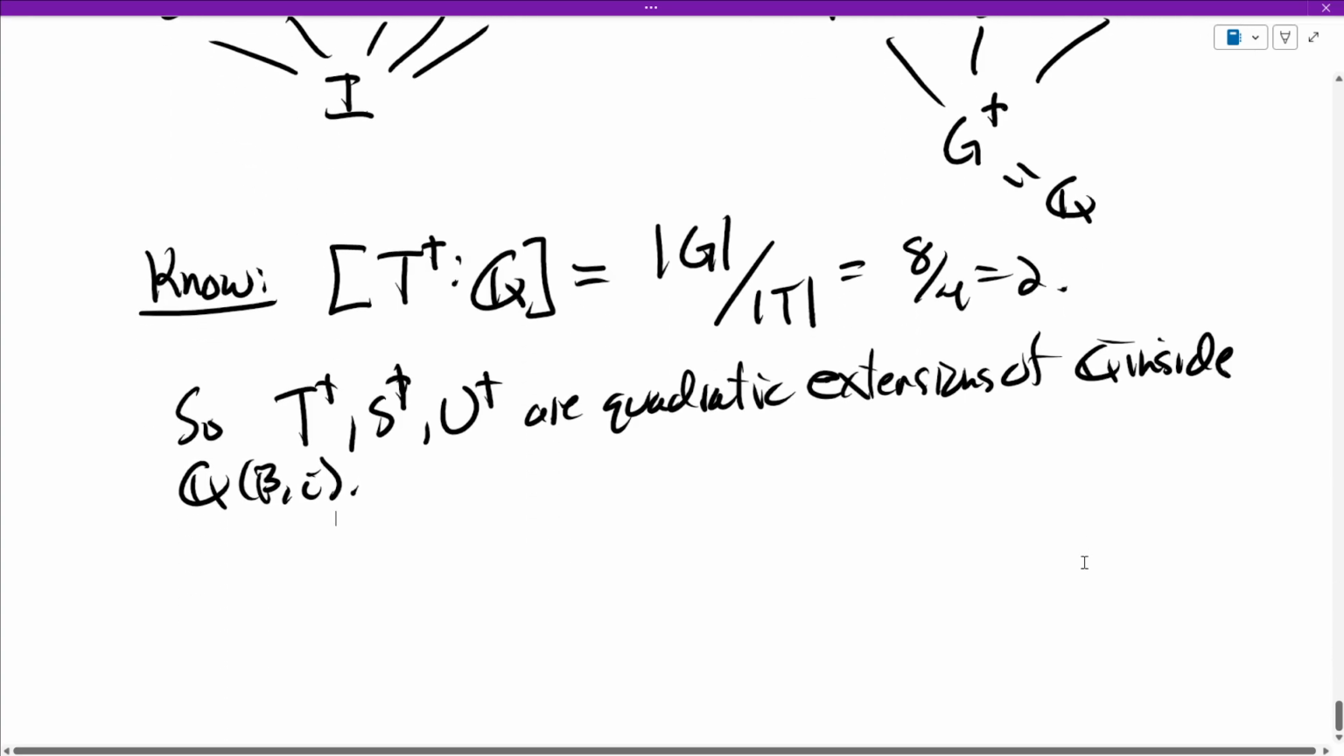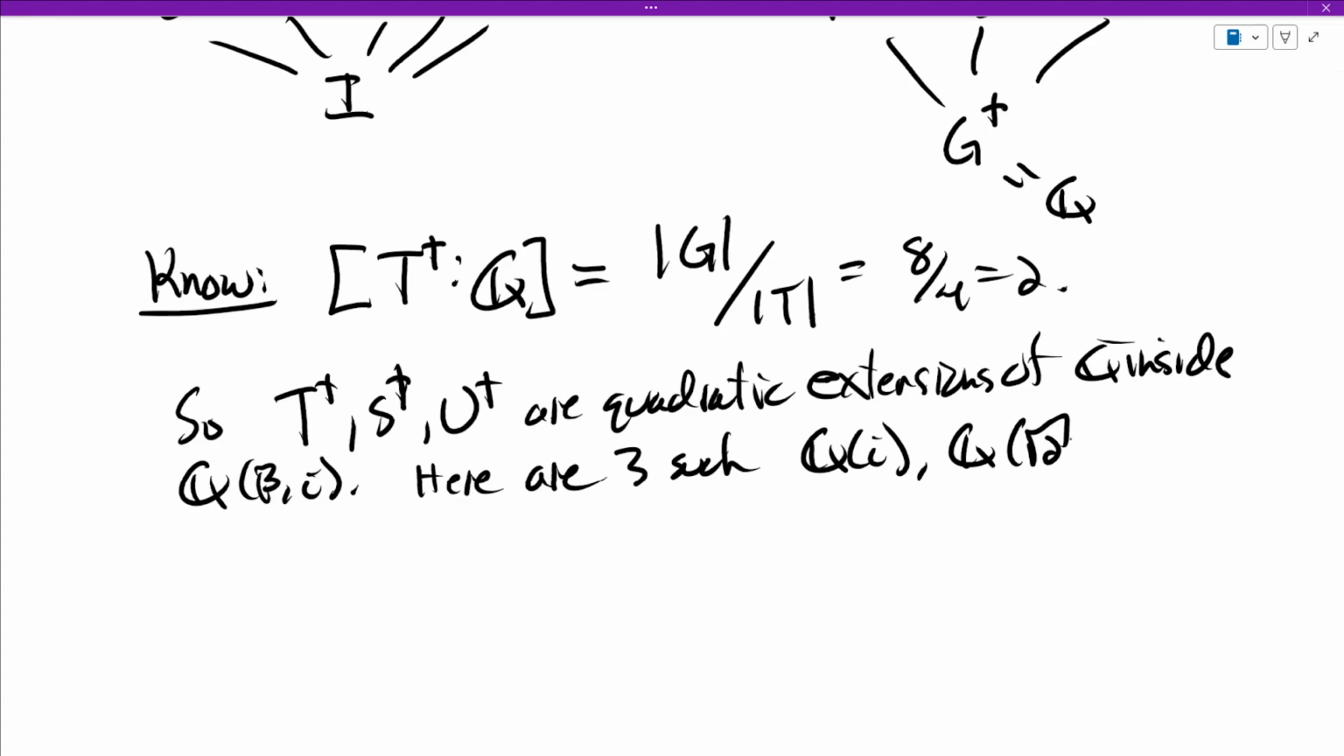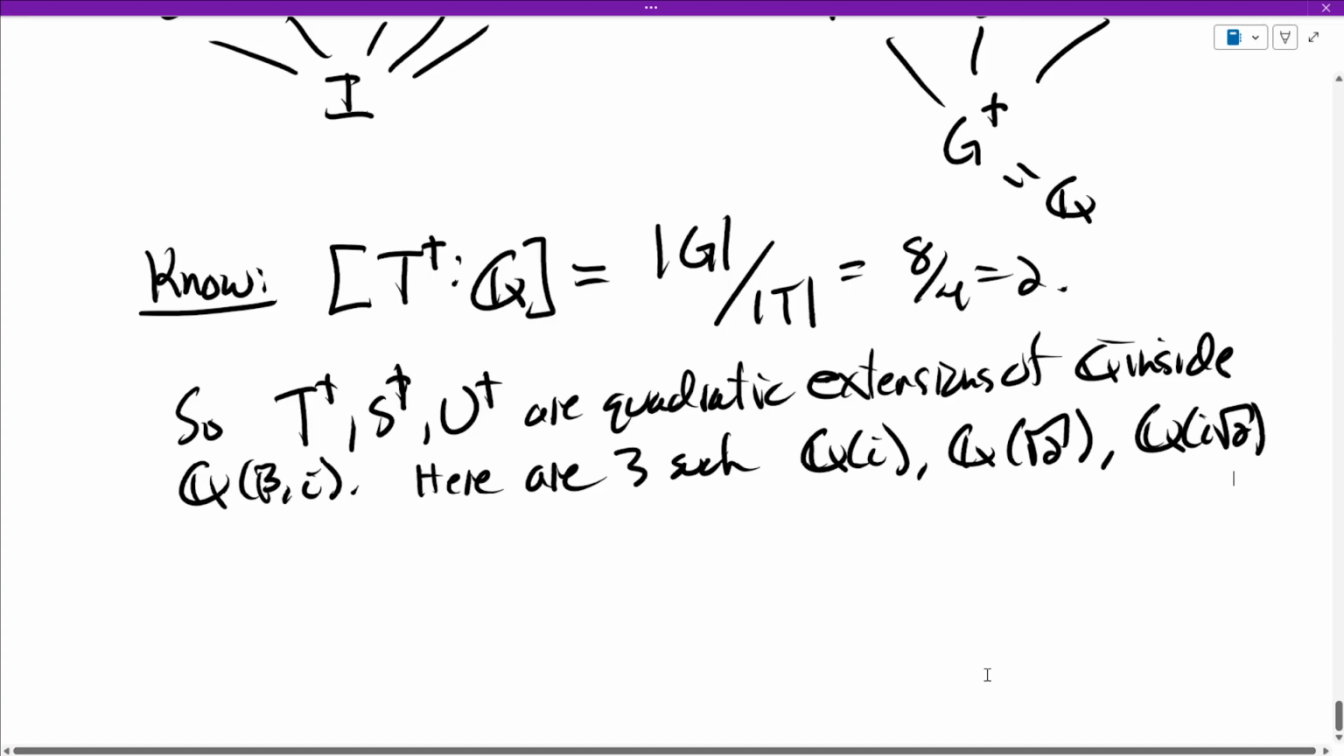Now, I can think of 3 of those. So here are 3. Well, there's an I in there, right? So I have that. Beta is a 4th root of 2, so beta squared is the square root of 2. And then of course, we have the product. So we have Q adjoin I, Q adjoin I root 2, and Q adjoin root 2. Let's see if we can determine which corresponds to which.